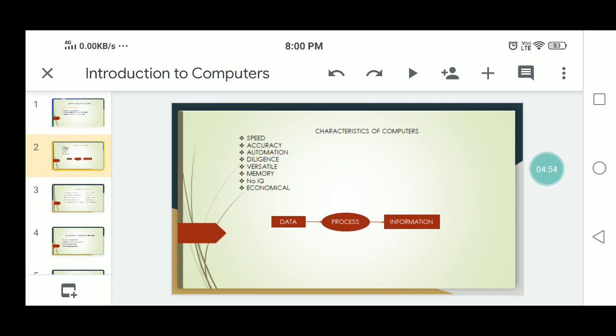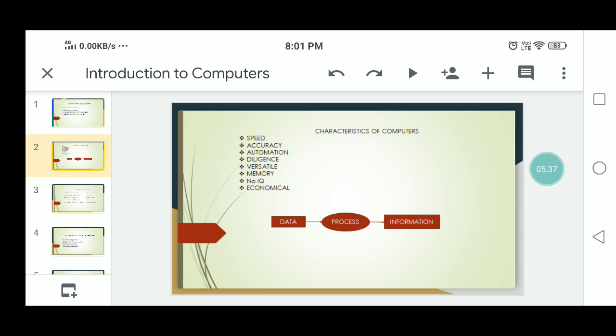Next, depending upon these characteristics we use the computer today. Computers can perform millions of operations per second. So based upon these characteristics, we use the computer. This means that data which may otherwise take many hours to process is output as information in the blink of an eye. The speed of the computer is in nanoseconds and picoseconds. A nanosecond is 1 into 10 to the power of minus 9 seconds. A picosecond is 1 into 10 to the power of minus 12 seconds.